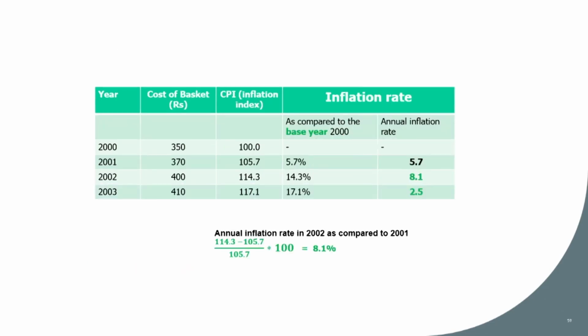Accordingly, you can see that, for example, the annual rate of inflation in 2002 as compared to 2001 is 8.1. So this is the formula: you just use the CPI of 2002, that is the price level P, minus the CPI of 2001, divided by the CPI of 2001, times 100. Similarly, applying the same formula, you will get that the inflation in 2003 is going to be 2.5.